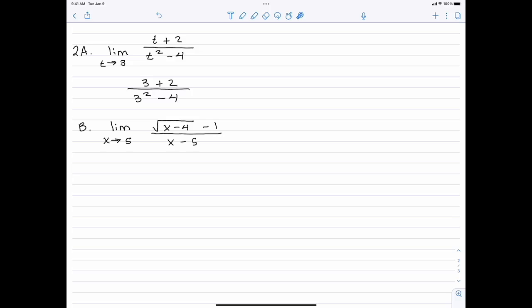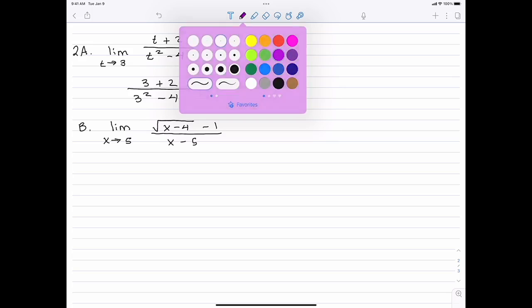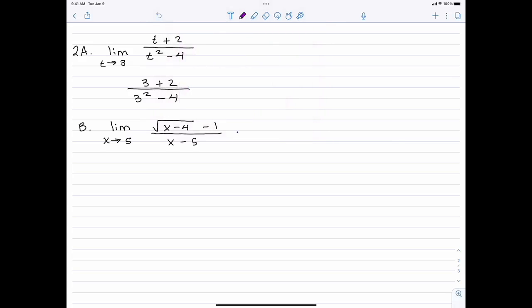Well, I'm going to multiply both top and bottom by the conjugate of the numerator. So let's do that. So the square root of x minus 4 plus 1 over the square root of x minus 4 plus 1. I know I'm forgetting to say the square root, but you guys can see what I'm writing. Okay, what do we get?